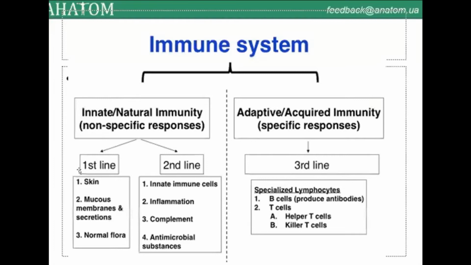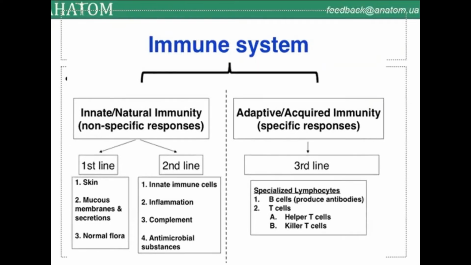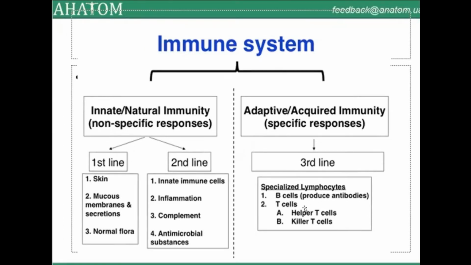There are different lines of immunity: first, second, and third. The first line is the skin, mucous membrane, secretions, and normal flora. The second line is innate immune cells, inflammation, complement, and antimicrobial substances. And the third line is specialized lymphocytes, B and T cells. What does it mean? B is for bursa, and T is for thymus. B cells produce antibodies, and T cells include, for example, T helper, T killer, and others.